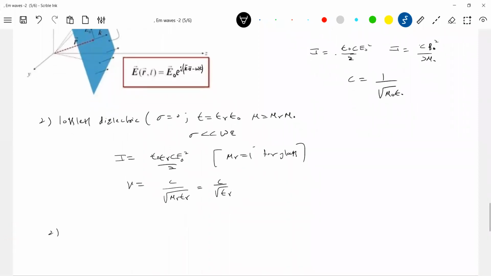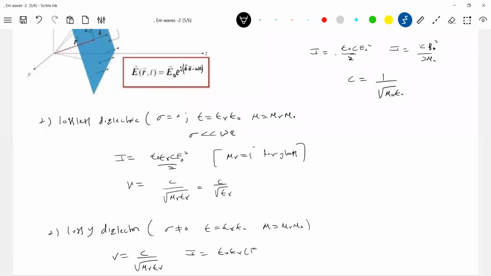Lossy dielectric means where some conductivity will be there. Lossy dielectric means, when a wave propagates through it, some energy will be absorbed by the medium. So the expression for speed of the wave will involve mu r epsilon r, and the expression for intensity the same thing. Then as the wave propagates, the energy of the EM wave decreases.